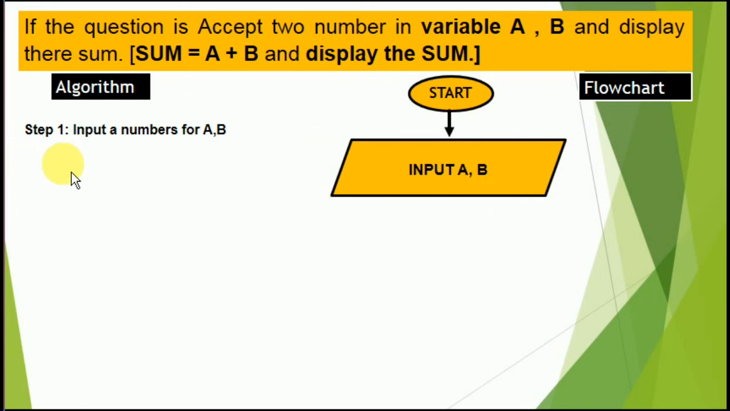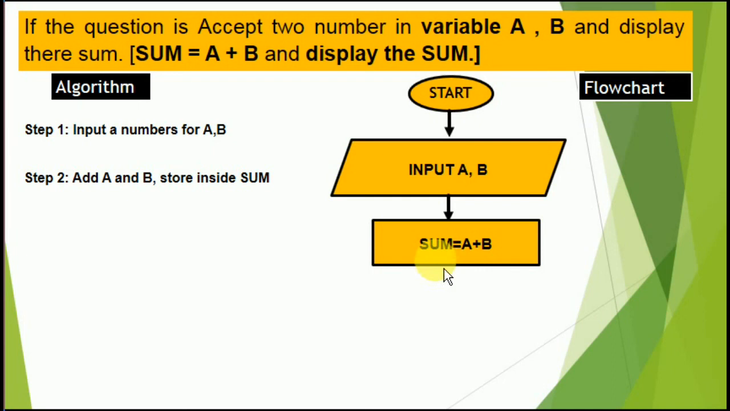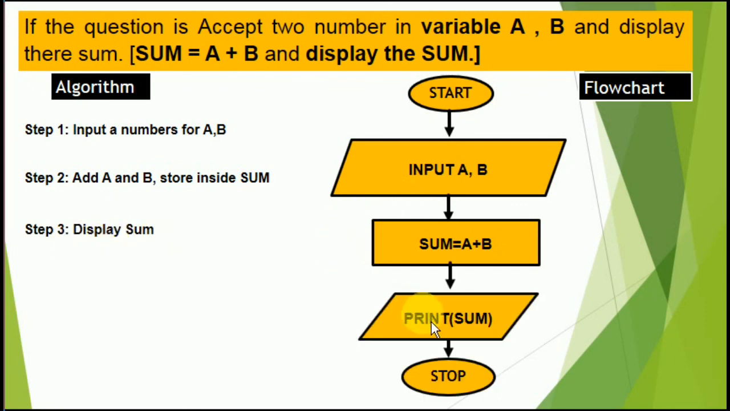What is the second step? Sum: add A and B and store inside sum. So what is the line in a flowchart? The process box: sum equals A plus B. This is our process: A plus B is stored inside sum. What is the next line? Display the sum. The box we use is the same input output box: print sum. Then the process is going to be stopped. So for input, and for print, we use the same box.